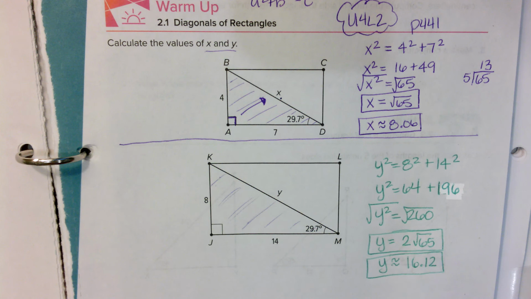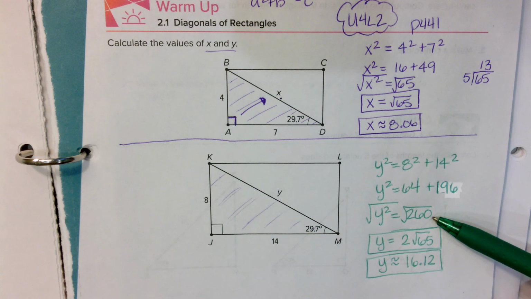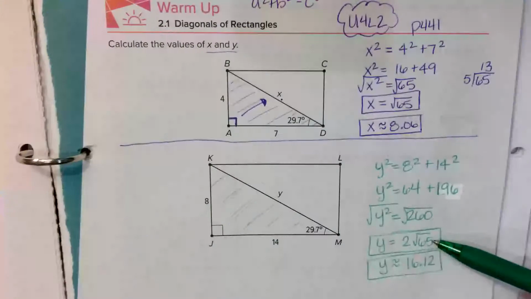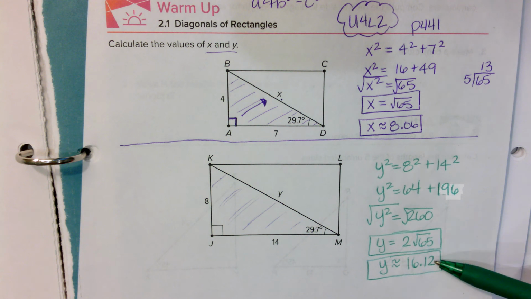Welcome back, students. I hope you got the square root of 260 in your work. The square root of 260 is simplified to 2 times the square root of 65, and I'll talk about that in a moment. And on my calculator, I get approximately 16.12.